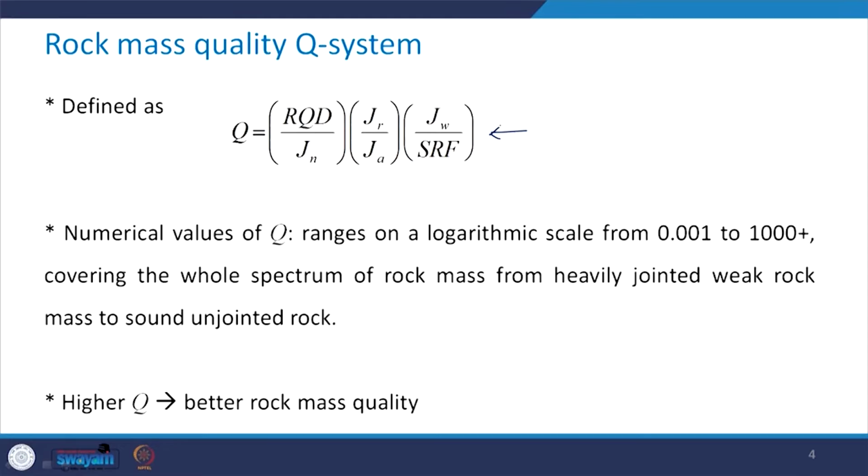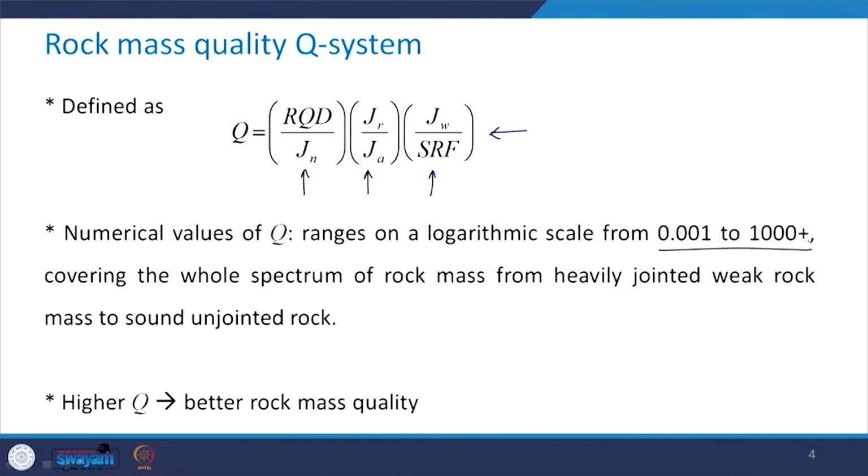So, basically there are 3 quotients. The first one is RQD upon JN, second one is JR upon JA, and the third one is JW upon SRF. So, we go to the field, we have the field observation, then corresponding to each of these parameters the ratings are going to be assigned. Those ratings will be then substituted in this expression in order to get this Q index. So, the numerical values of Q range on a logarithmic scale from 0.001 to 1000 plus. As I mentioned, as against RMR, this Q index can take more than 100 as its value.